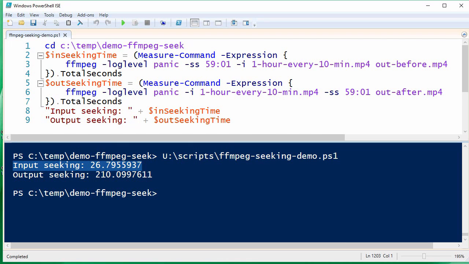Input seeking uses keyframes to get to the starting point very fast. Output seeking decodes the input frame by frame, which is very time consuming. There is an approximate 10 times difference in this example.